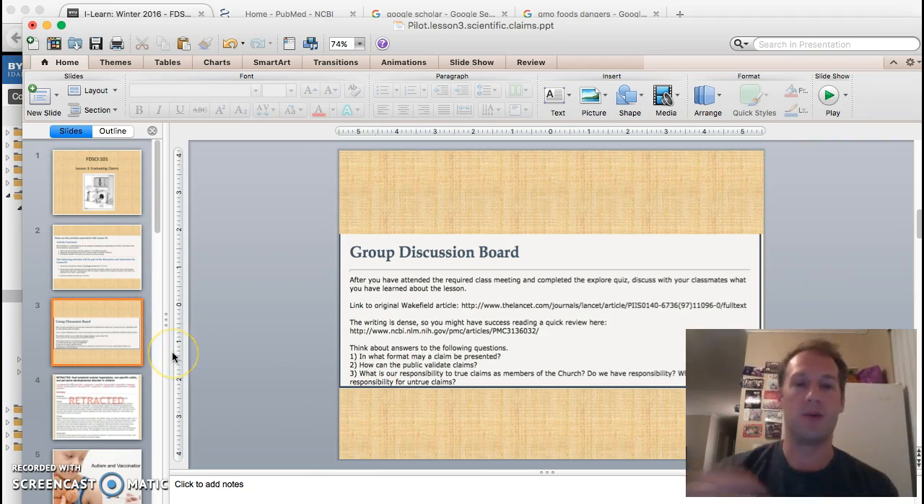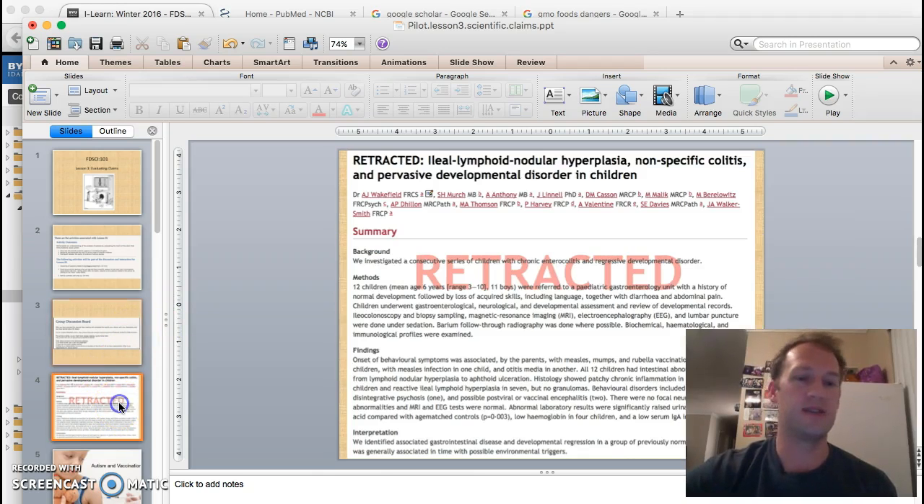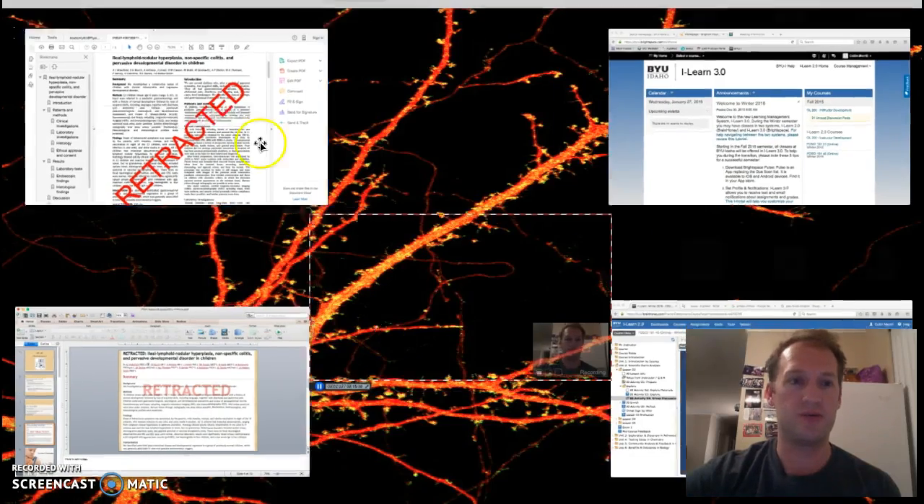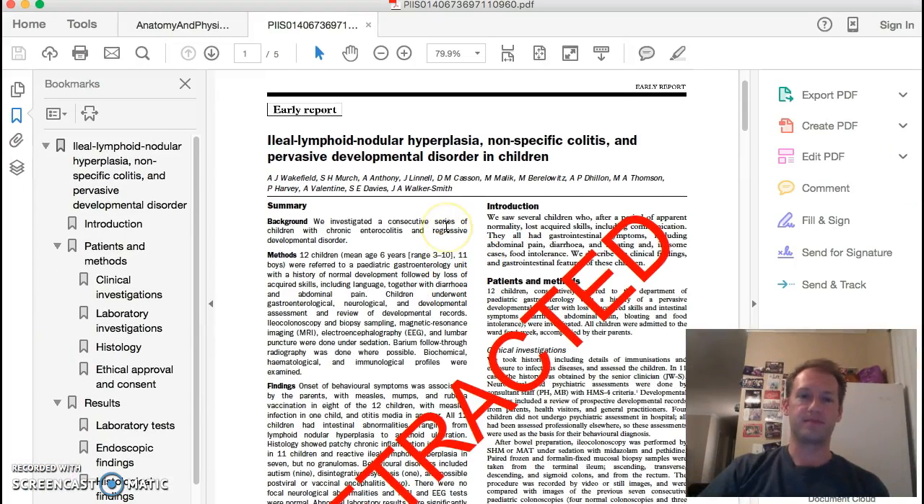Okay. I want to spend the bulk of it looking at the article. There's a couple of questions in the quiz that you need to think about. So let's go ahead and get started. First off, this is the article. I'm going to pop over into a different view. I just pulled up the PDF.